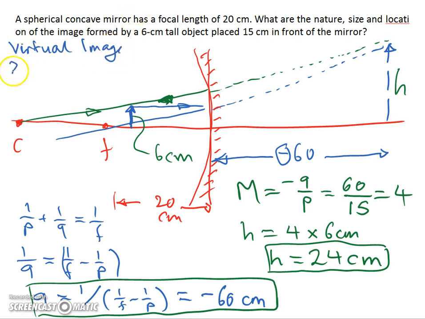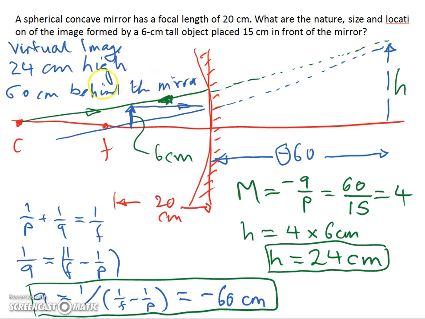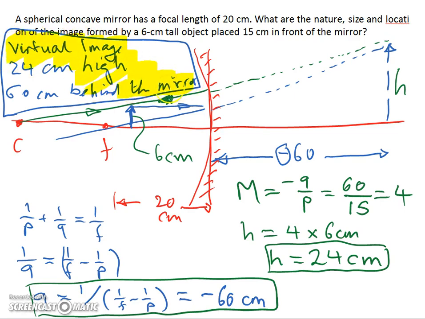(24 centimeters high). (60 centimeters behind the mirror). Okay, sorry about running out of space. And just to make sure that the person marking it knows where your final answer is, make it very clear to them. Okay, and we're done.